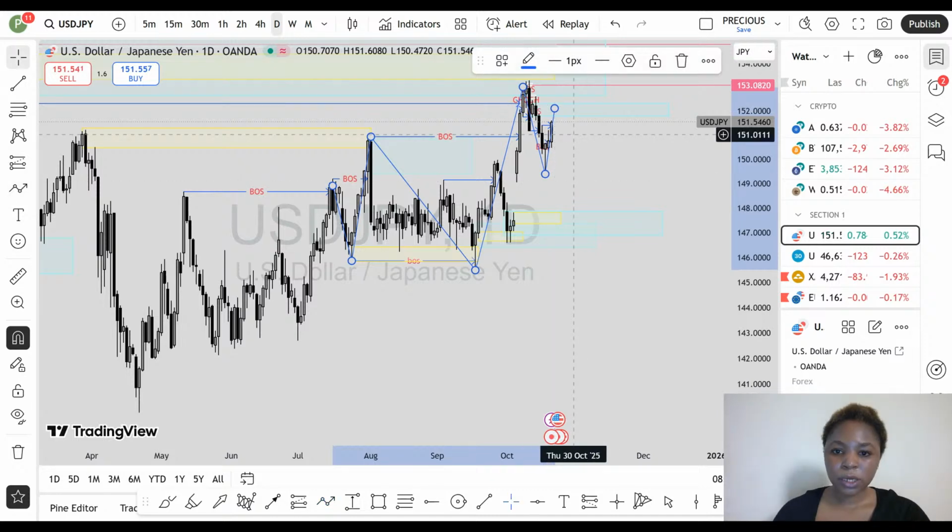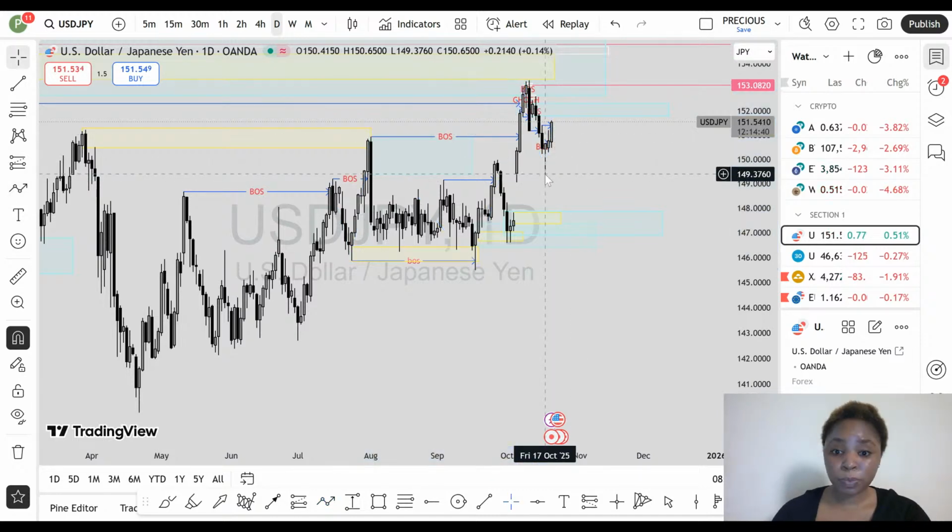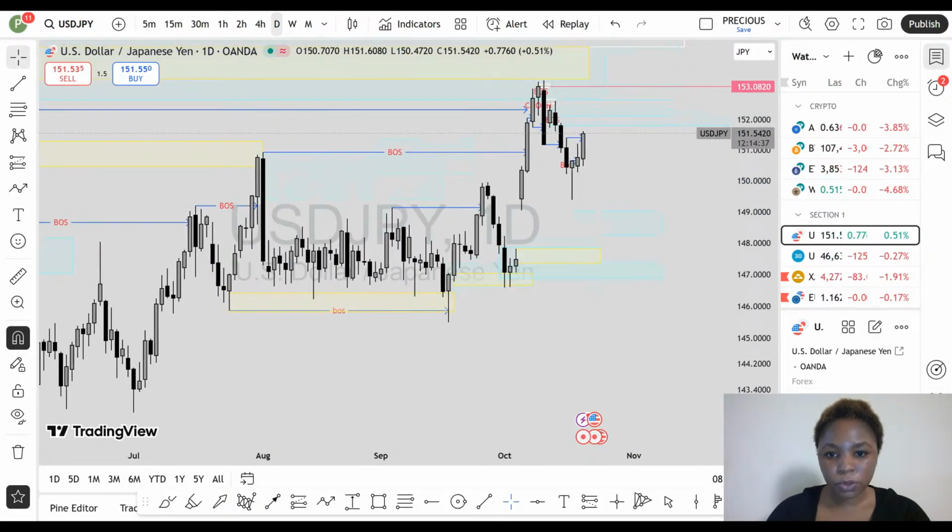So now if we are anticipating a sell from this level, we are waiting for price to go into this level. You guys can see the order block here. Mitigate the order block and move downward. We want to mark here as our take profit and see how price reacts from here.